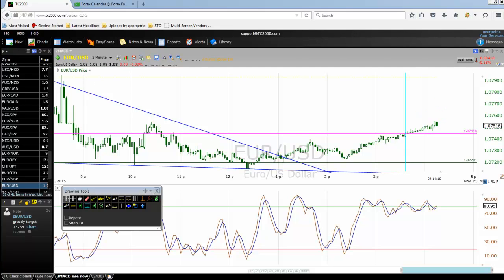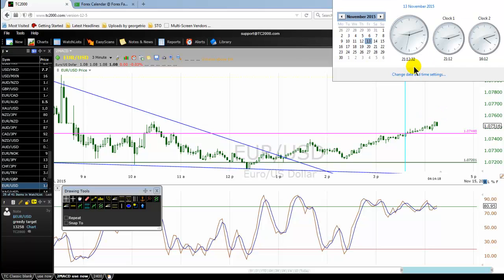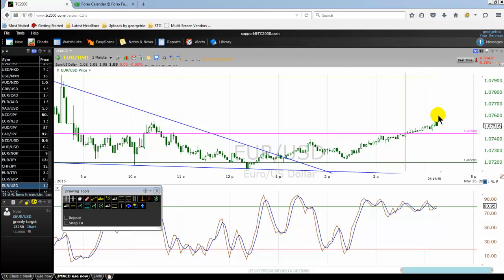But looking at the time of the day, it's not the best time for day trading. It's 12 minutes past 9 p.m. in London. In New York, it's 12 minutes past 4. As you can see now, New York is closed at 4 p.m., but the forex market will remain open for another hour and 30 minutes. So we will see.